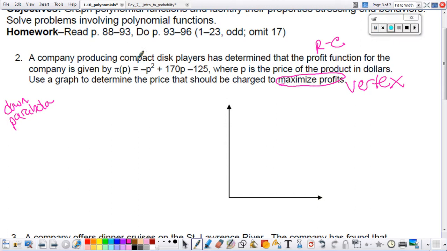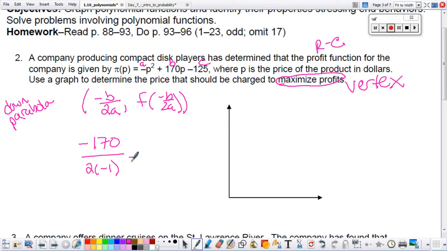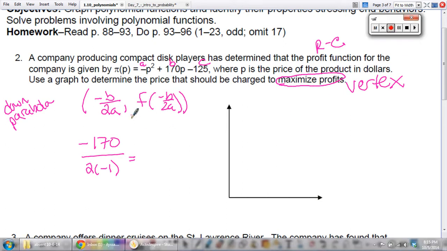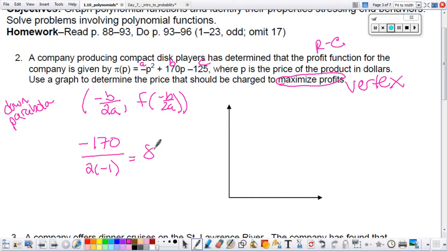To find the vertex, the x-coordinate is negative b over 2a, and then the y-coordinate is the x-coordinate plugged in, so f of negative b over 2a. In this case, your coefficients are a, b, and c, just like when you use the quadratic formula. So the x value of the vertex is negative b divided by 2 times negative 1. Negative divided by negative will be positive, and then we're going to do 170 divided by 2. When you divide 170 by 2, we get 85.